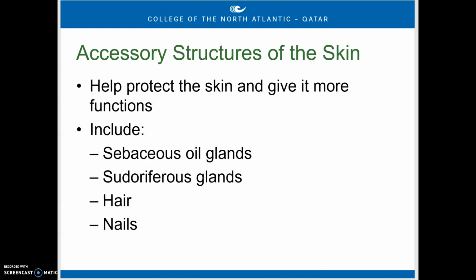The last topic for our Unit 3 is talking about the accessory structures of the skin. These accessory structures include the hair and the nails, which are quite obvious features, but it also includes sebaceous, those oil glands, and sudoriferous glands, which are the ones I talked about in the last video. These accessory structures are there to give the skin more functionality, and we can do more things by having these accessory structures associated with it.